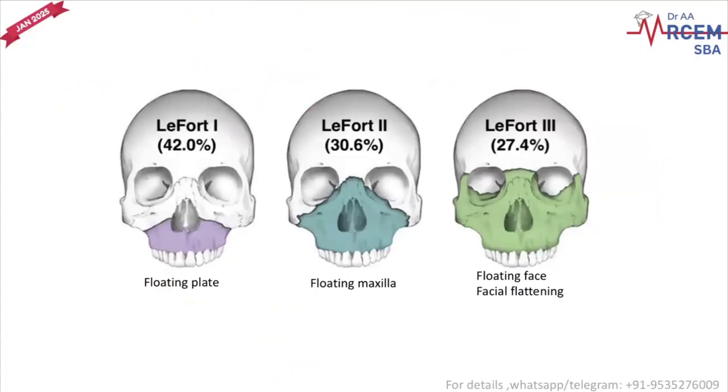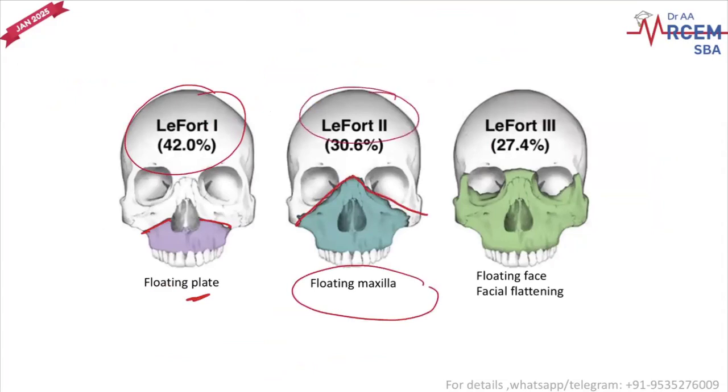Le Fort fracture is basically a fracture of the maxilla. If it is a straight line here, then it is known as floating plate or Le Fort fracture type 1. Floating maxilla, it is like a pyramid, like a triangle. It is Le Fort fracture 2. This can cause airway compromise. Le Fort 1 doesn't cause airway compromise. This can cause airway compromise. You need to be aware of it.